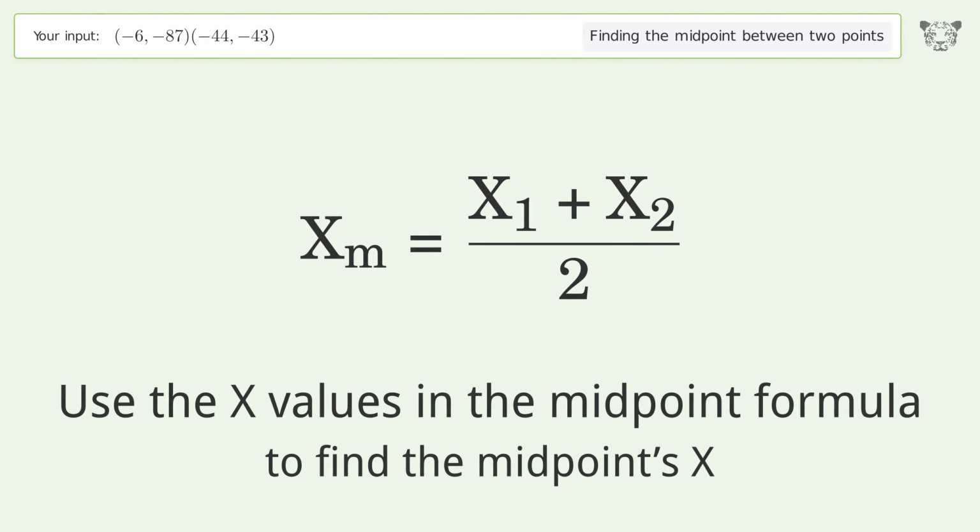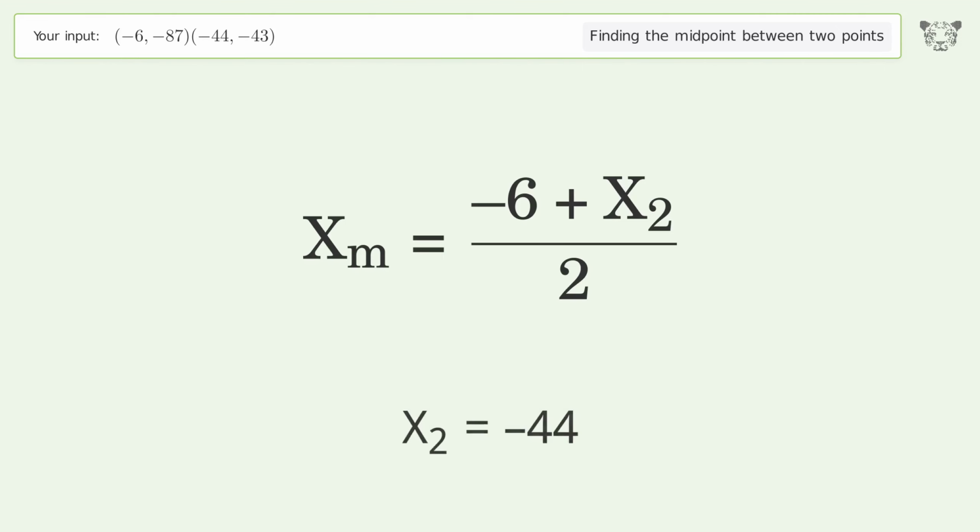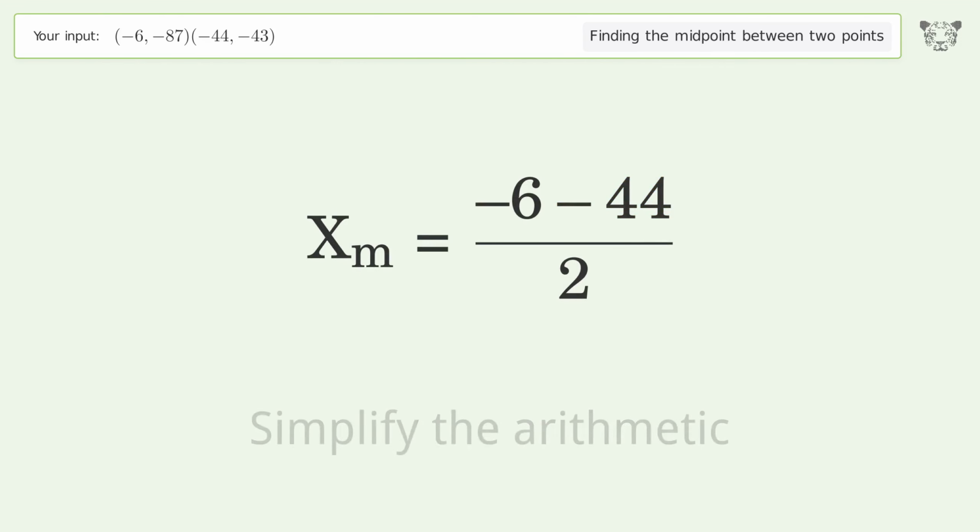Use the x values in the midpoint formula to find the midpoint's x. x1 equals -6. x2 equals -44. Simplify the arithmetic.